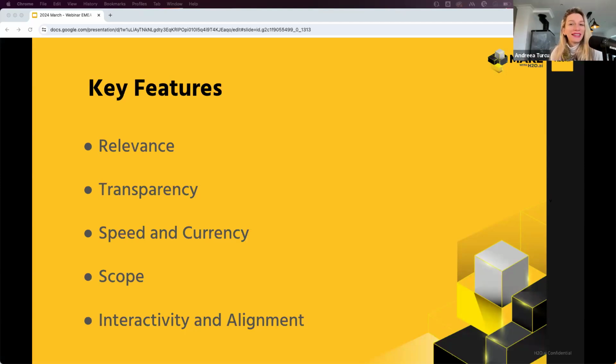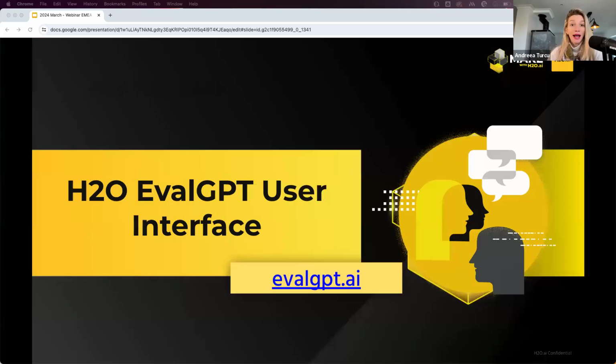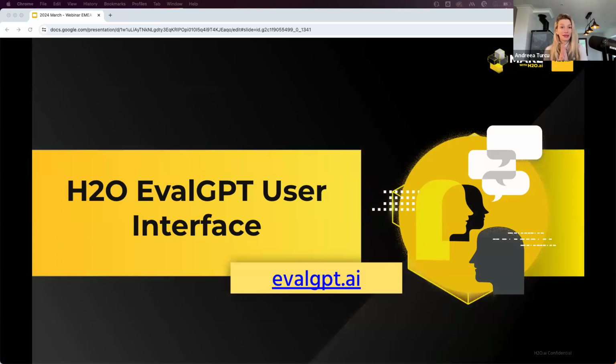Speed and currency. Our automated platform updates the leaderboard weekly, expediting model evaluations. Scope, for example, we evaluate models across various tasks with ongoing additions of metrics and benchmarks for comprehensive insights. And interactivity and alignment. So H2O LLM EvalGPT enables manual A/B tests for deeper evaluation alignment between automatic and human assessments.